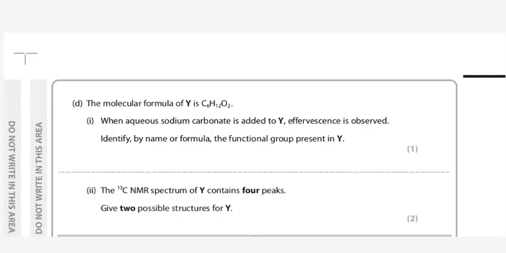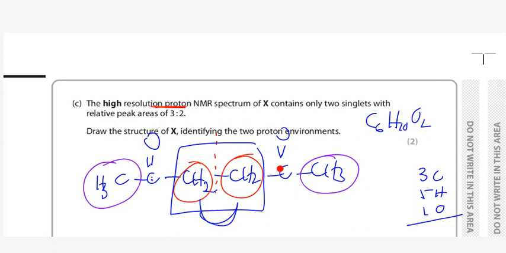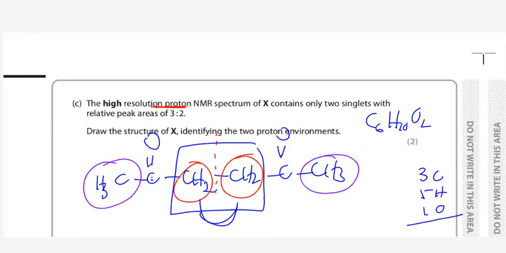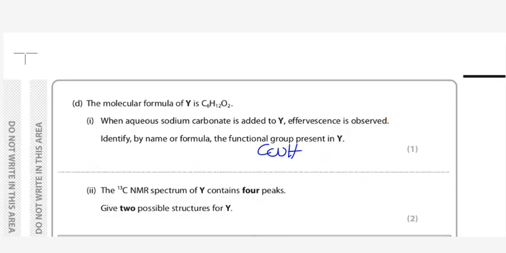You get effervescence with sodium carbonate, so it's a carboxylic group. What is Y? The organic compounds X, Y, Z each have 6 carbons, 2 oxygens. They're all isomers. The formula is given.